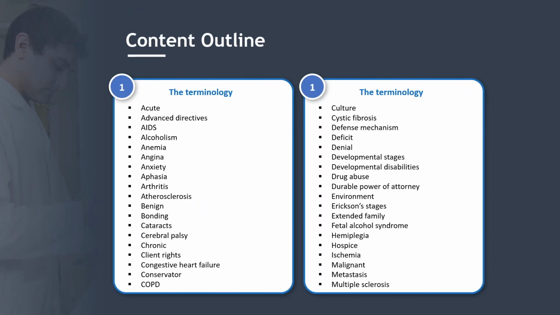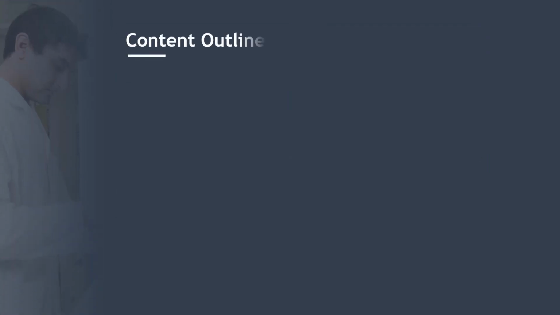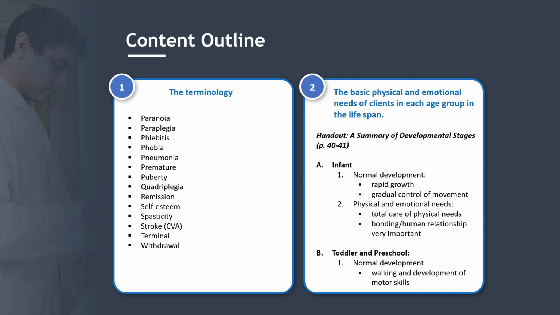Content Outline, Section 1, The Terminology. Review the terminology below. Section 2, The Basic Physical and Emotional Needs of Clients in each age group in the lifespan. Handout, A Summary of Developmental Stages.